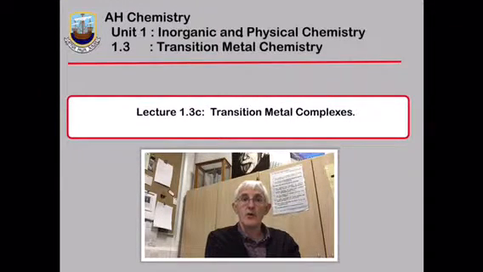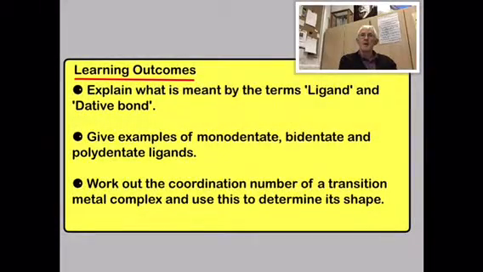In this lecture, we're going to talk about transition metal complexes. By the end of this lecture, you should be able to explain what is meant by the terms ligand and dative bond. You should be able to give examples of monodentate, bidentate and polydentate ligands. And you should be able to work out the coordination number of a transition metal complex and use this to determine its shape.